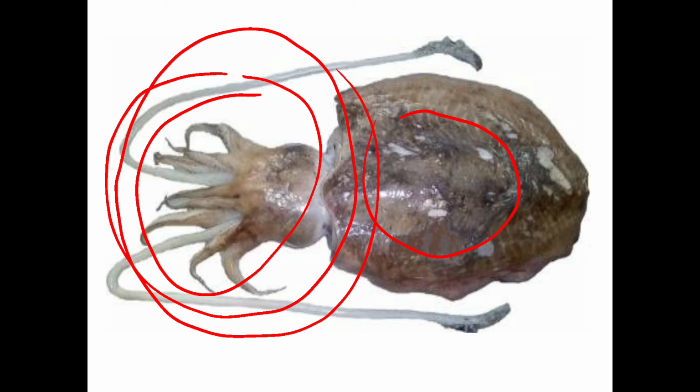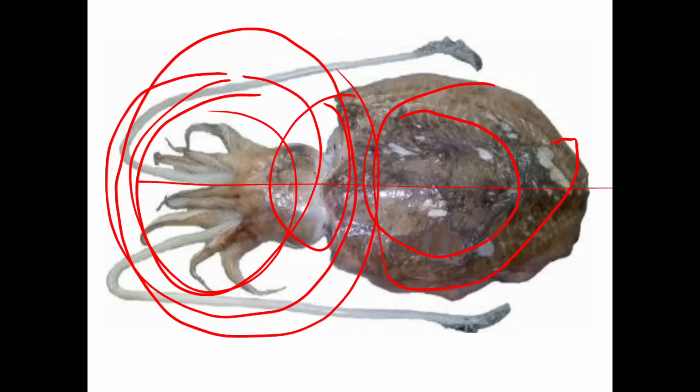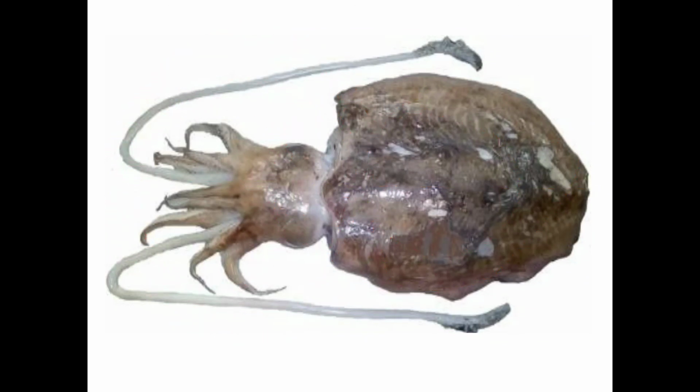So the first example is sepia. Sepia is commonly called cuttlefish. This is sepia. Their body is short, broad and they are bilaterally symmetrical. They have a dorso-ventrally flattened body, that means leaf-like. Their body is divisible into head, neck region and a trunk region.